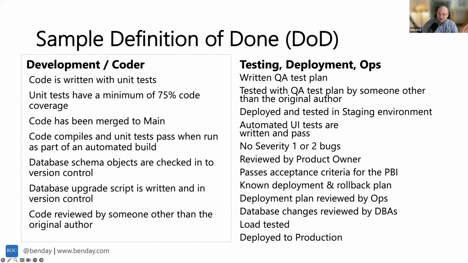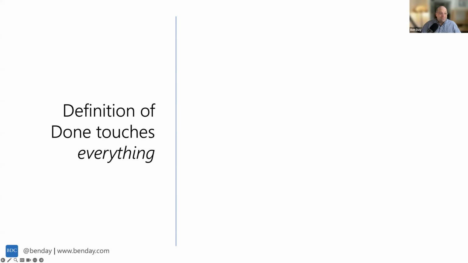And then that's usually where development teams stop. They think, oh, done means this. We're talking about what the developers do. But no, there's a lot of stuff that happens further on, like QA testing, deployment, operations, feedback from product owners. All these things are also part of your definition of done. All the things you have to do in order to make something potentially shippable. So it's going to be a lot, and it's probably going to be a little scary at the beginning. But definition of done touches absolutely everything.